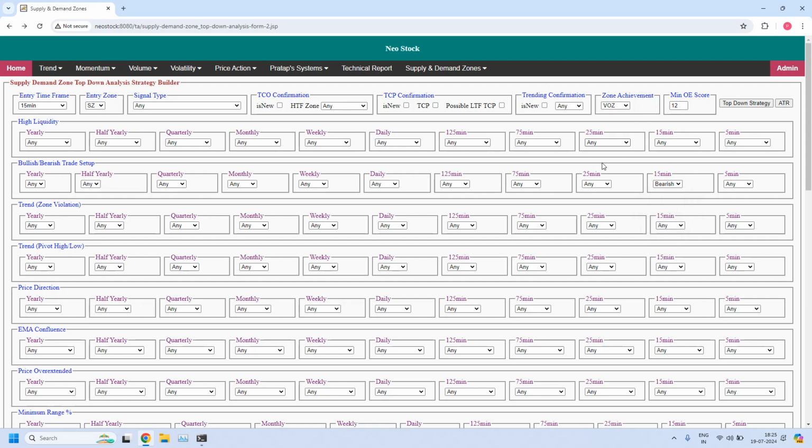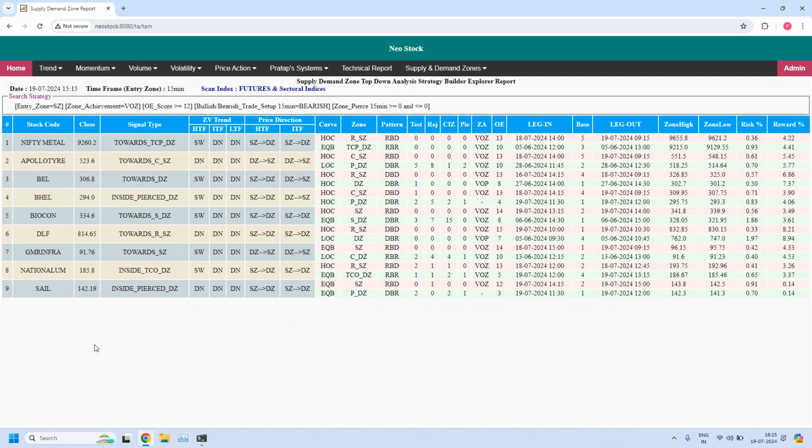And the three filters, whatever we set earlier, they are applicable, but this time they are applied to 15 minutes supply zone. So with these filters, let us generate the report. 9 stocks are filtered. Currently these 9 stocks are supporting bearish trade setup for daily income trade.